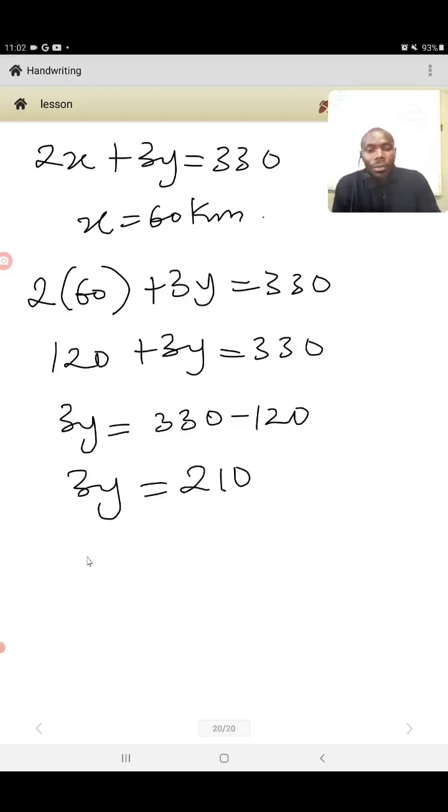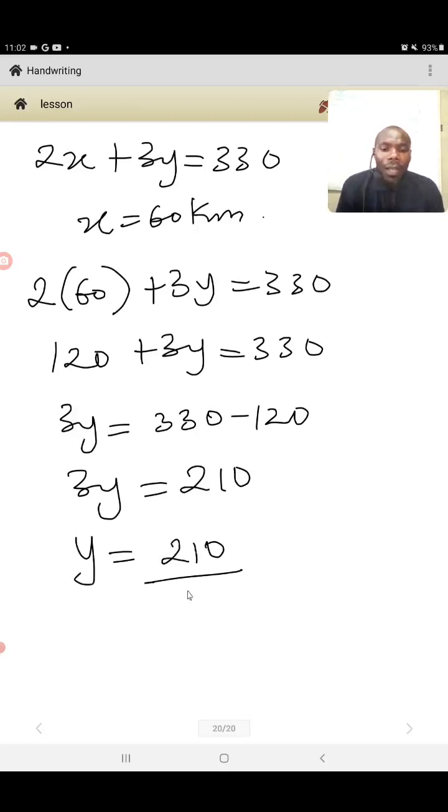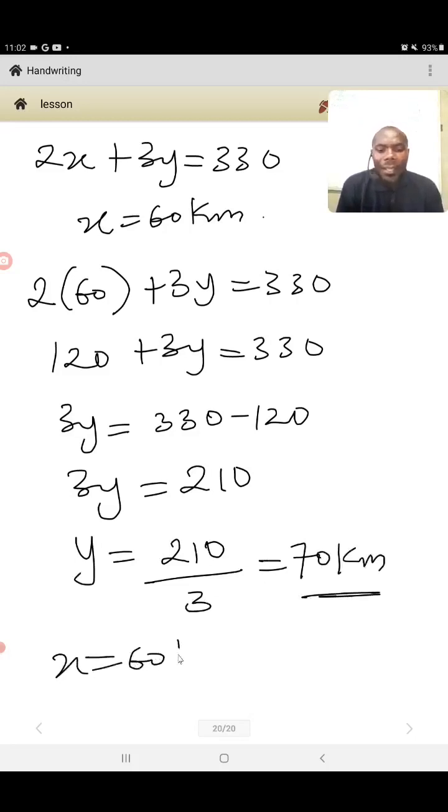So to get the distance that y covers, y will now be 210 over 3, which is equal to 70 kilometers. So meaning that x is 60 kilometers and y is 70 kilometers.